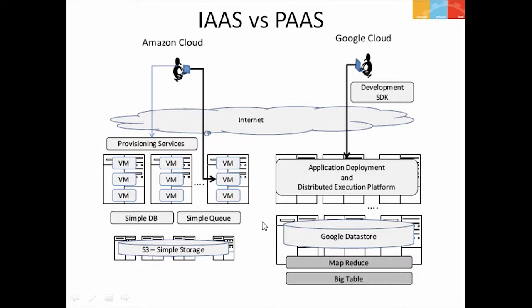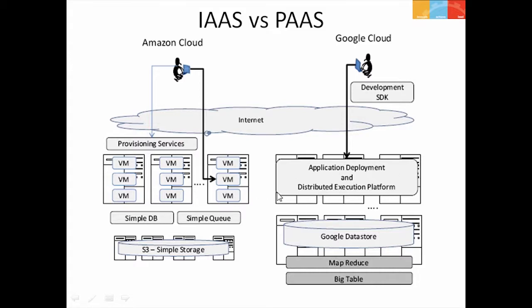So side by side, IaaS, which is on your left here, these are VMs, and there is a cluster of VMs which are on different machines, and this is a provisioning service. Simple database, SimpleDB, simple queues, S3 simple storage. This is what makes it Amazon Cloud. On the right hand side, the platform as a service. This is Google Cloud. This application deployment and distributed execution platform is here.